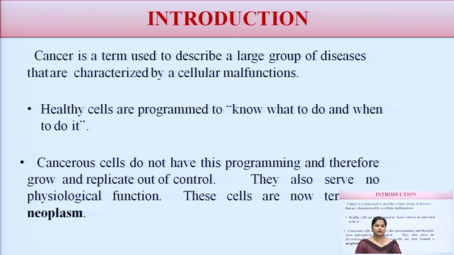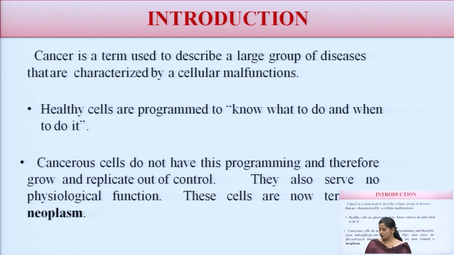When the cells become damaged because of the malfunctions, they convert into cancerous cells. Cancer cells do not have any kind of programming, therefore they continuously grow and replicate out of control.